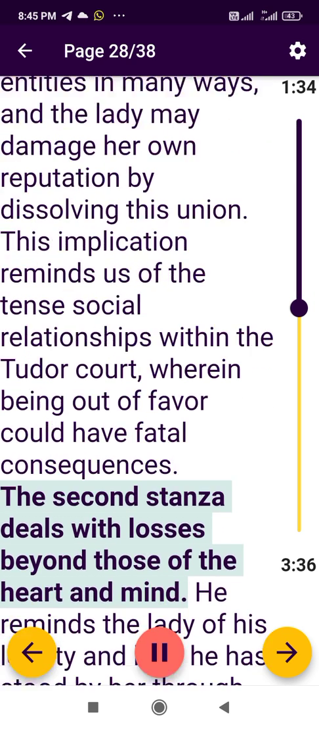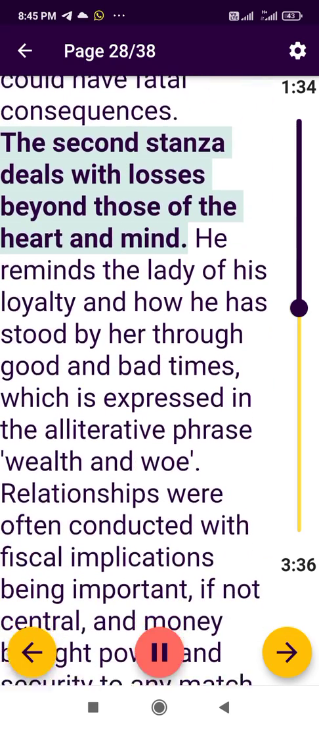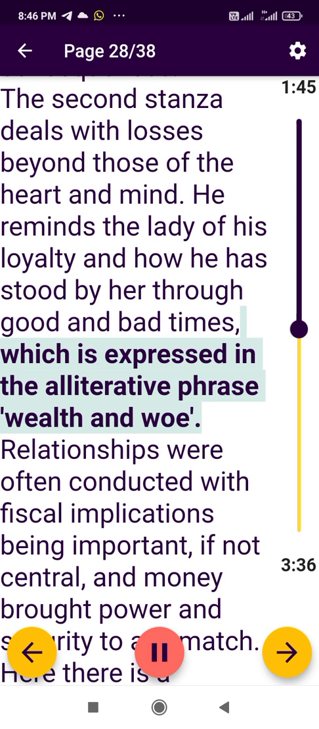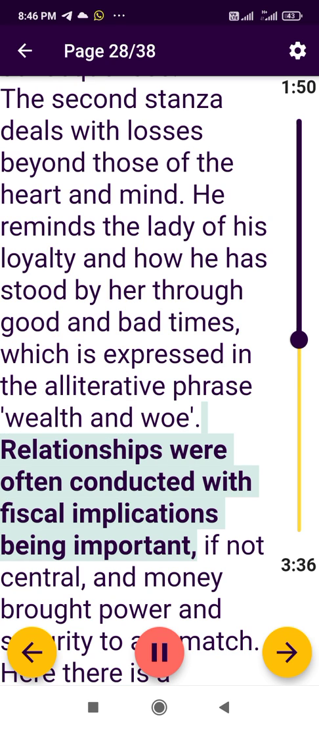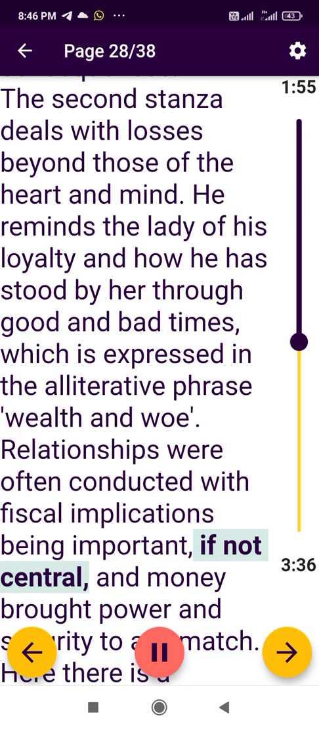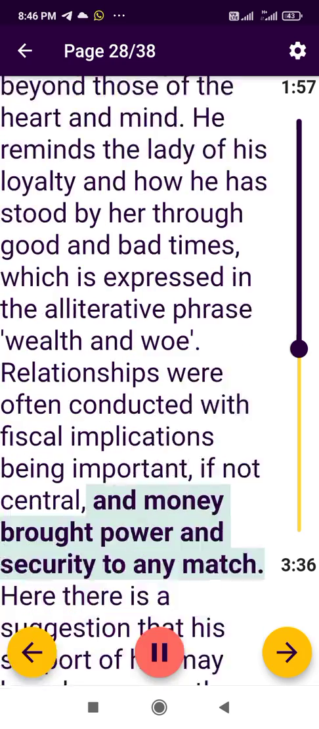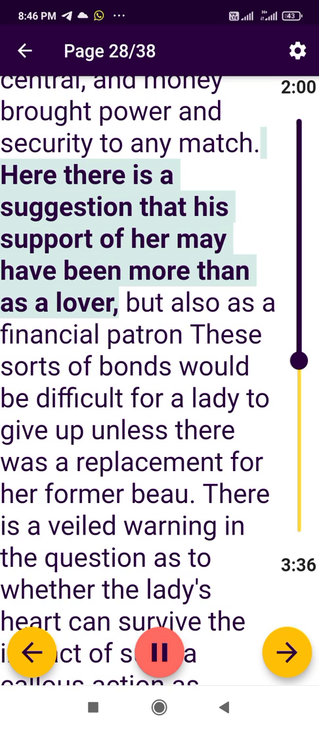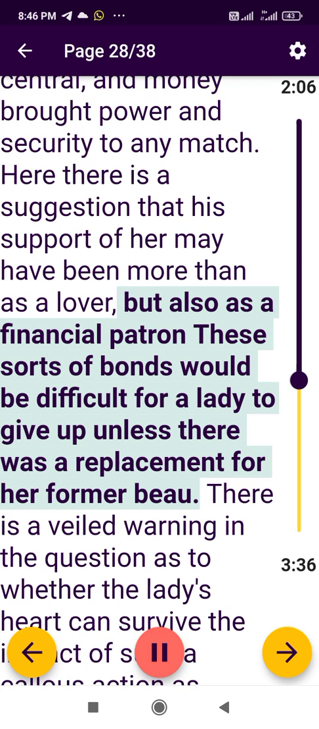The second stanza deals with losses beyond those of the heart and mind. He reminds the lady of his loyalty, and how he has stood by her through good and bad times, which is expressed in the alliterative phrase, wealth and woe. Relationships were often conducted with fiscal implications being important, if not central, and money brought power and security to any match. Here there is a suggestion that his support of her may have been more than as a lover, but also as a financial patron.